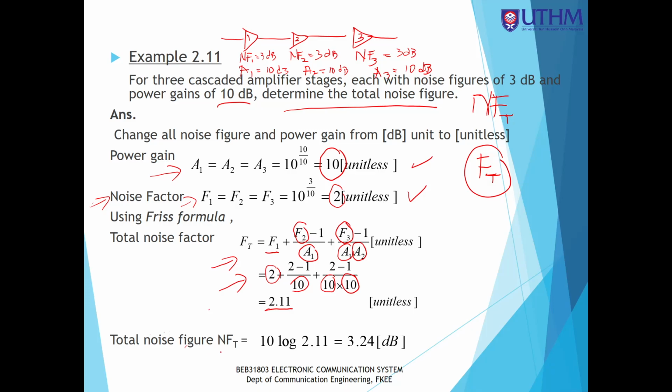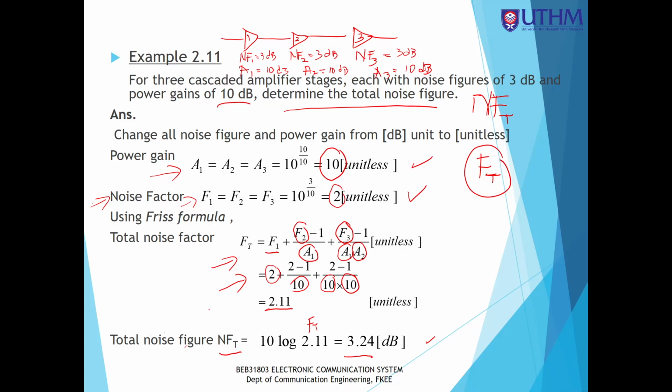And then you can find the total noise figure by doing 10 log of F total, which is 10 log of 2.11. So you get 3.24 decibel. Okay, very easy.